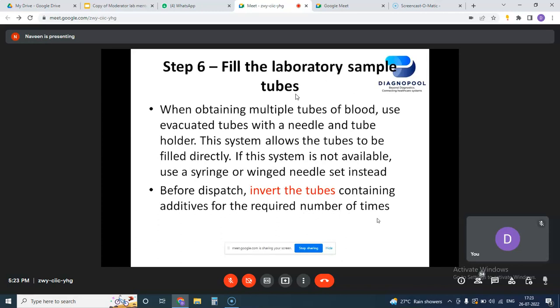So after collection, filling the different tubes if it is needed, and mixing the blood with the anticoagulant is very important. Inverting the tubes gently, okay. So usually around 5 to 10 times is recommended so that blood is completely mixed with the anticoagulant that is present in the tubes.